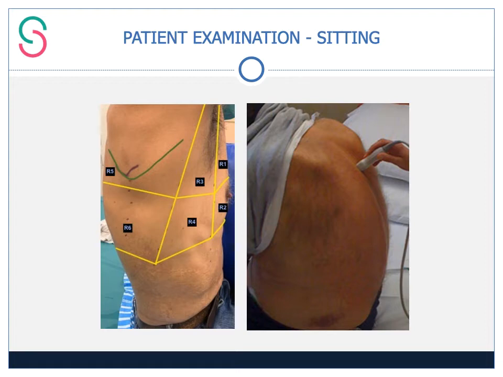dividing these areas. So for example, the right hemithorax on the medial aspect is the parasternal line, and then you have the anterior axillary line and the posterior axillary line separating the front of the chest from the posterior R5 and R6 zones.